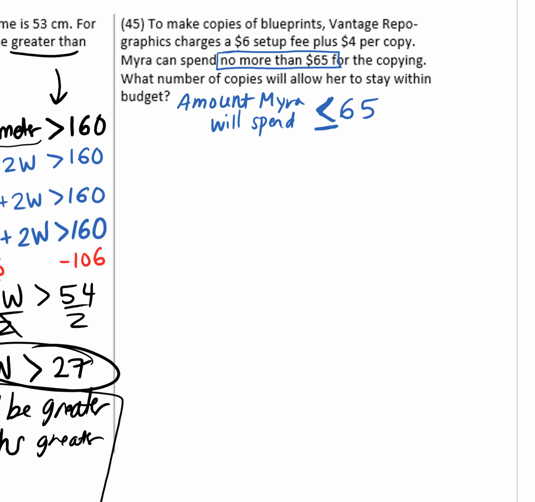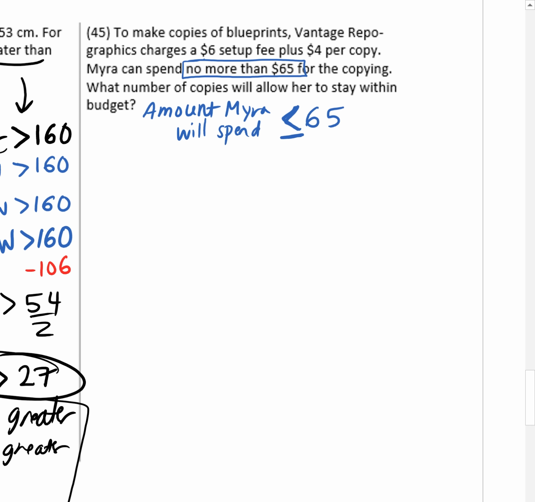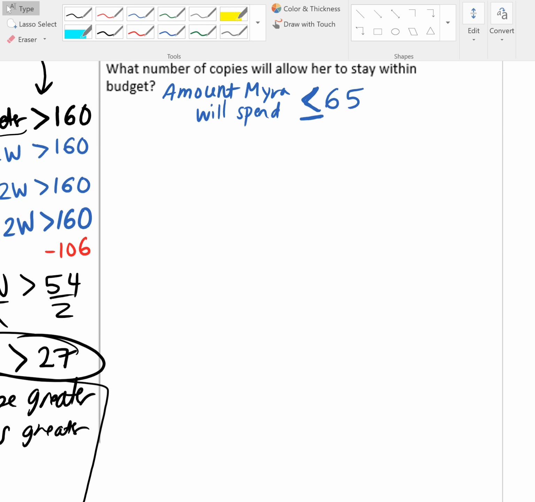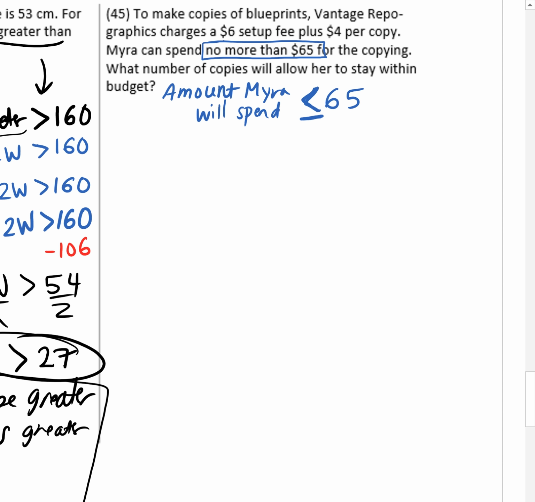And then, another thing that might help with this one is to search through the problem and see what they are asking us to find, and that'll give you a clue as to what you should make your variable be equal to. So they said in the end, what number of copies will allow her to stay within her budget? So that's a clue. Maybe that means we should let x, or whatever variable, be the number of copies she'll make.